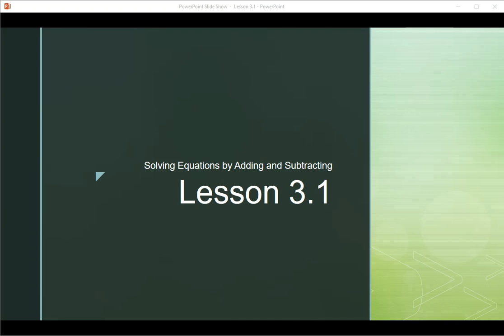Ready to start chapter 3, where we're all about learning to solve equations. This is the real algebra crux. This is the most important part as you're leading into algebra to make sure that you get a great foundation. Our first lesson is going to be all about adding or subtracting to solve equations.